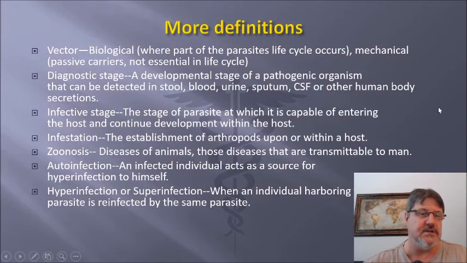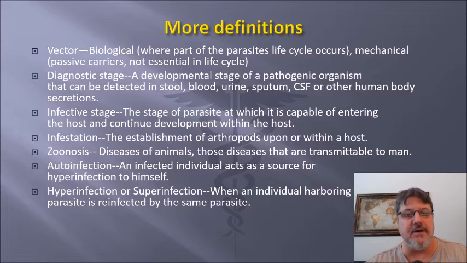Some more definitions. The vector. There's a biological vector, where part of the parasite's life cycle occurs. The Anopheles mosquito is a prime example, where part of the malaria life cycle occurs. And then there are mechanical vectors, which are not essential in the life cycle. These are passive carriers. The diagnostic stage is a developmental stage of a pathogenic organism that can be detected in stool, blood, urine, etc.